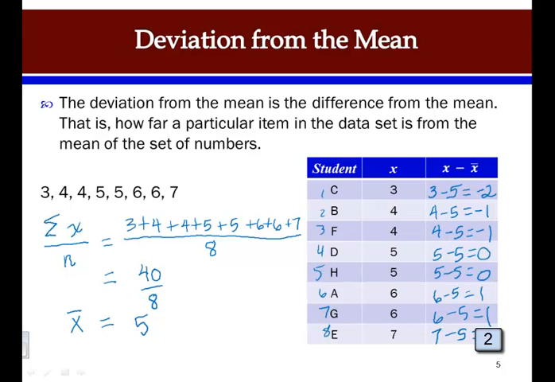So I can see how far each number is from the mean by subtracting the original number minus the mean. 2 below, 1 below, 1 below, exactly the same, 1 above, and actually this should be 2 above. That last number, 7 minus 5, would be 2.